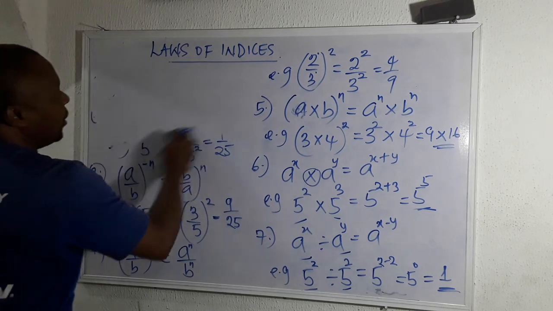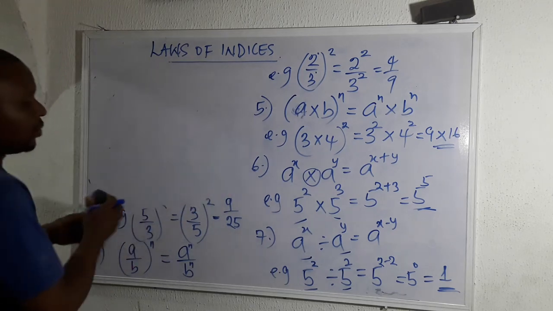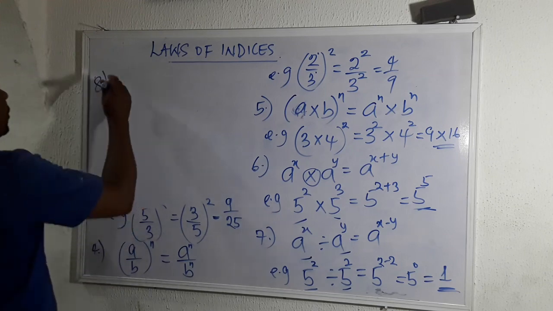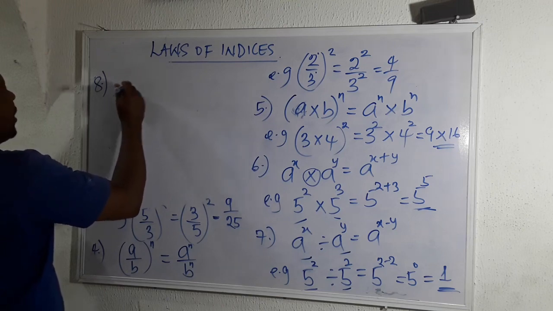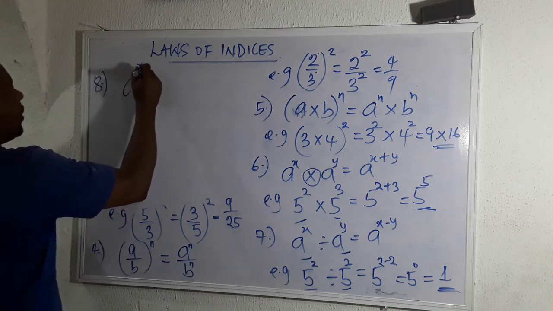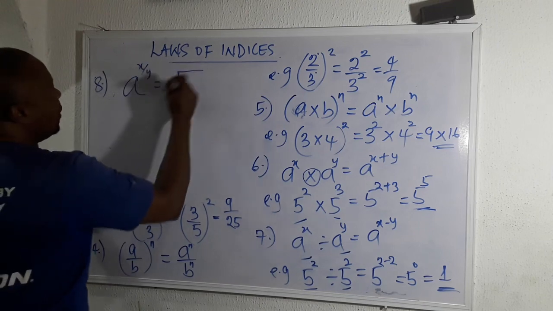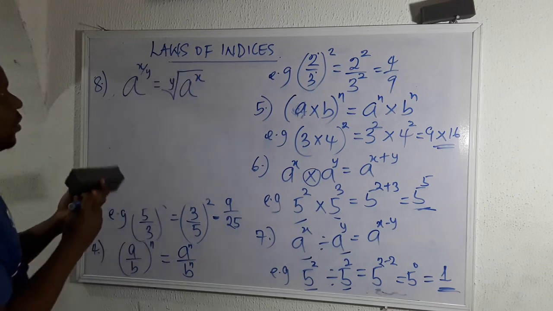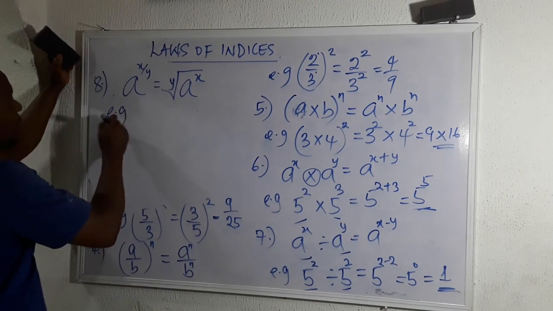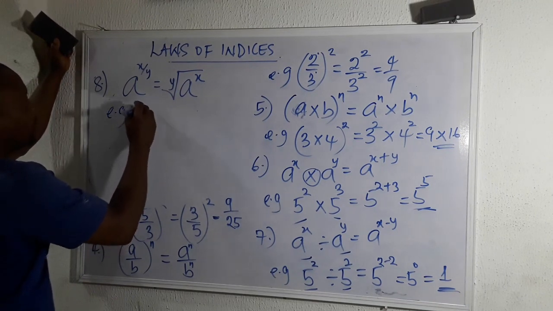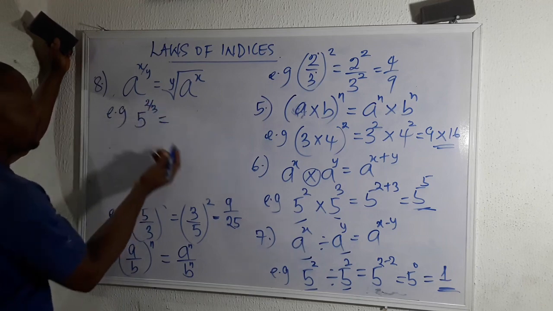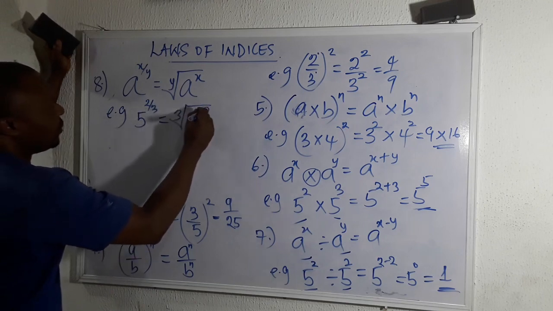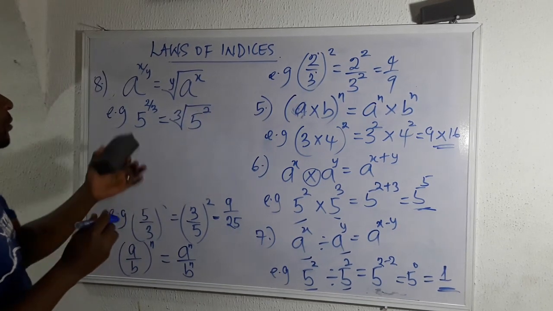So let us look at the 8th law. The 8th law is a fractional power. That's a raised to power x over y, the same thing as the yth root of a raised to power x. Now, what this means is, for example, you have 5 raised to power 2 over 3. You can re-express this as the third root of 5 raised to power 2. Okay, so that's pretty much it.